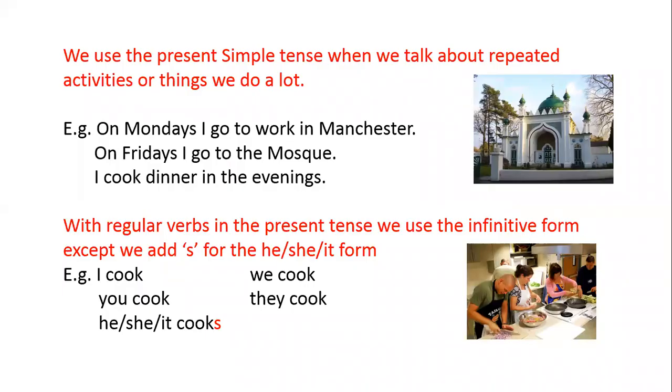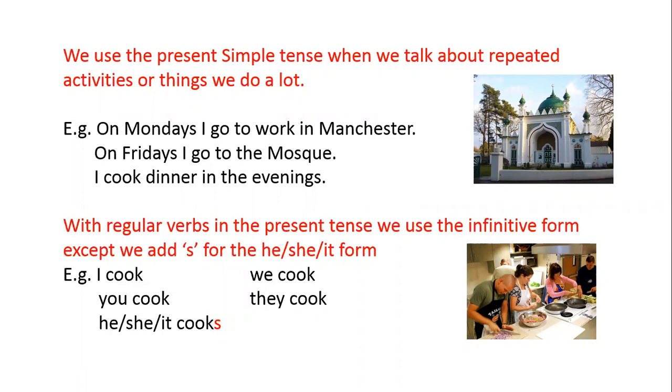So we use the present simple tense when we talk about repeated activities or things we do a lot. For example, on Mondays I go to work in Manchester. On Fridays I go to the mosque. I cook dinner in the evenings. So the verbs go and cook are all in the present simple tense.